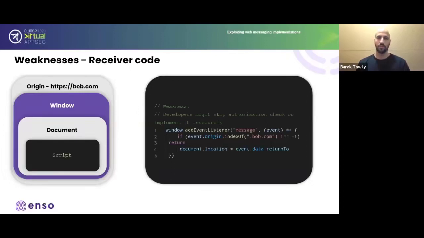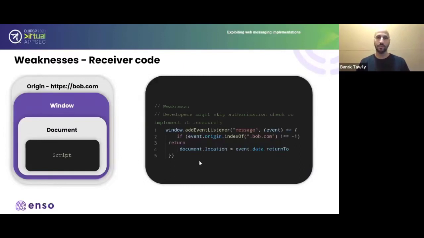So basically here we can see an implementation that is vulnerable, that is trying to say, okay, I will allow only subdomains of bob.com to get processed at all. Then, in case it is, the developer used document.location in order to redirect the user to the return to parameter received inside this event message.